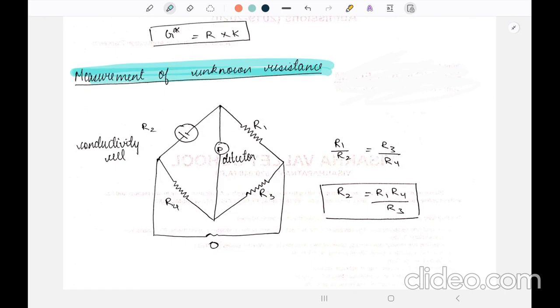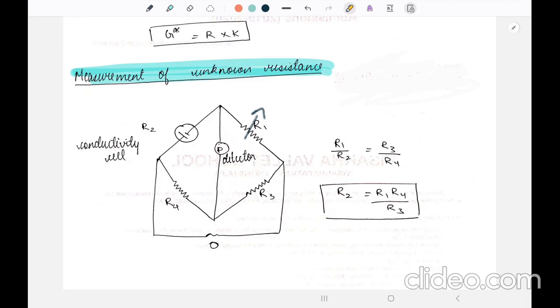Next, we'll study how we will actually measure the unknown resistance. For this, we'll take a Wheatstone bridge setup. So in this, R2 is the resistance of the electrolyte which is to be measured, and R3 and R4 are known resistances, and R1 is variable. So R1 can be adjusted until no current passes through the circuit, and O is the source of the AC power called the oscillator, and under the no current condition, minimum or no sound can be heard from the earphone, which is P, the detector.